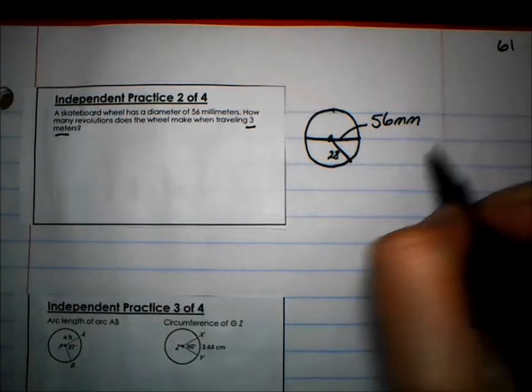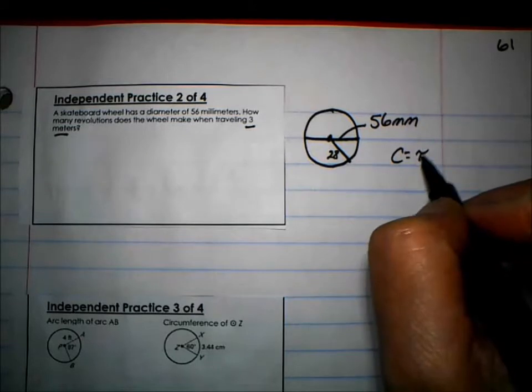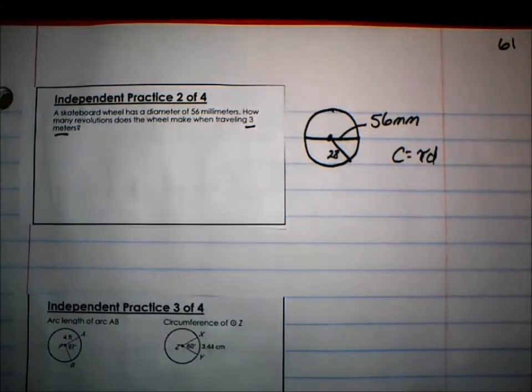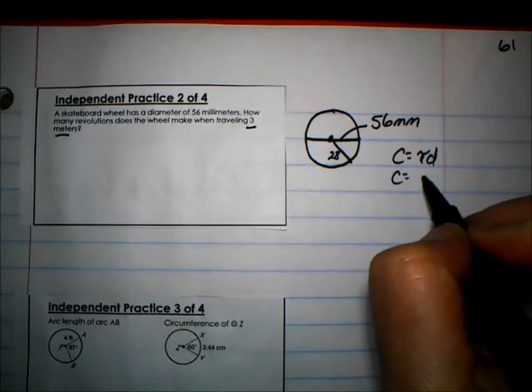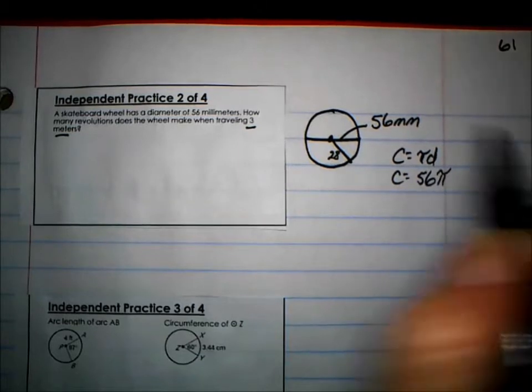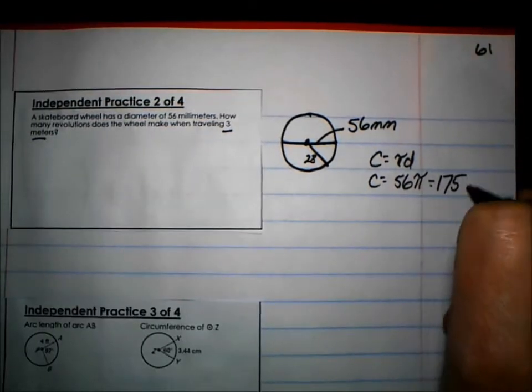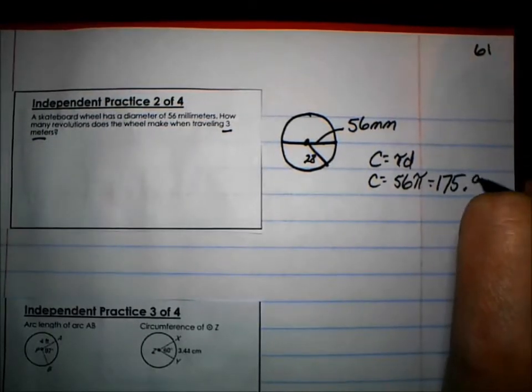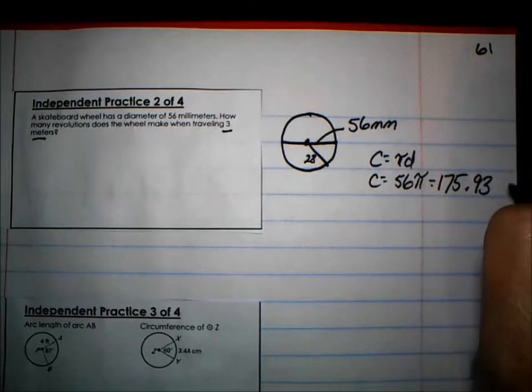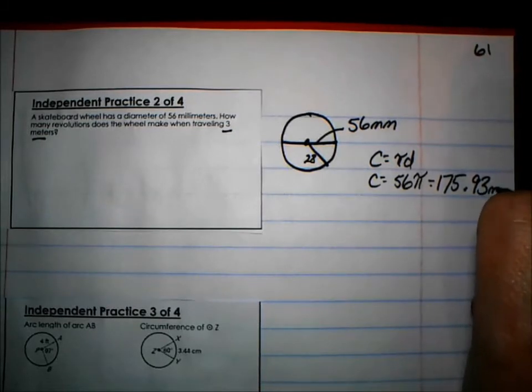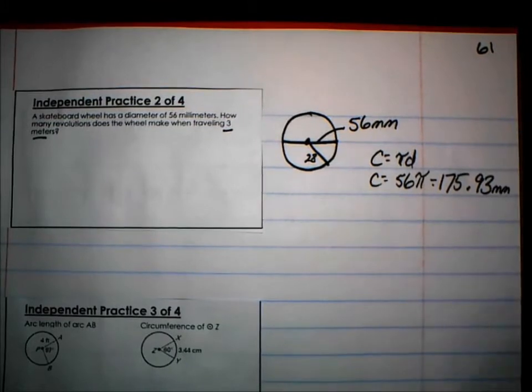Actually, I didn't have to do that. I forgot about my formula, pi d. So I can actually just calculate 56 pi as being my circumference. And here I can see that my circumference is 175.93. I'm going to give myself 2 decimals there. And this is dealing with millimeters because I didn't change it to meters.